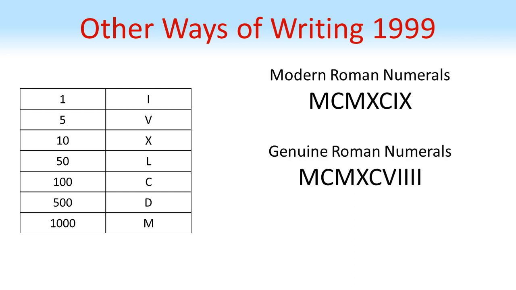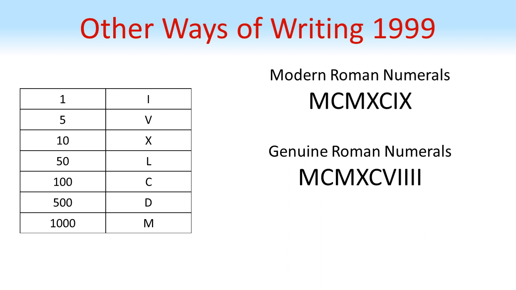So for example, instead of putting IX for 9, they might use VI. So 1999 would be MCMXCVI. In fact, if you were to walk around the Colosseum in Rome, you would see that the numbers chiselled into the rock there, if they end in a 9, usually end in VI.